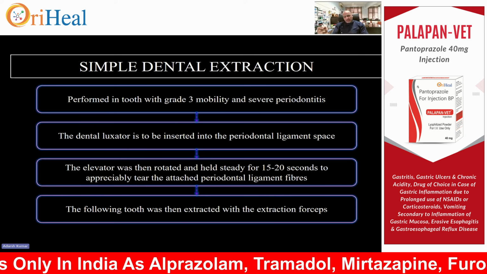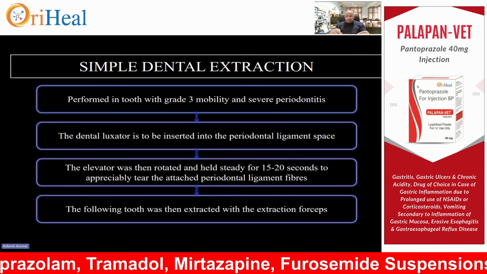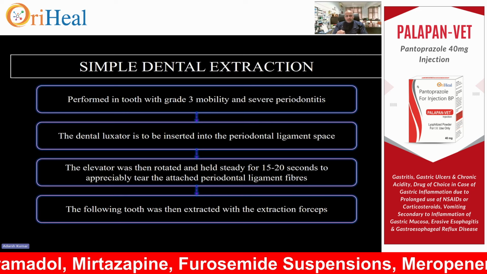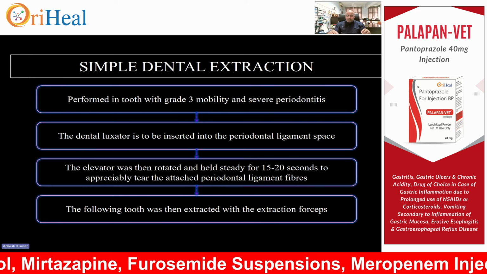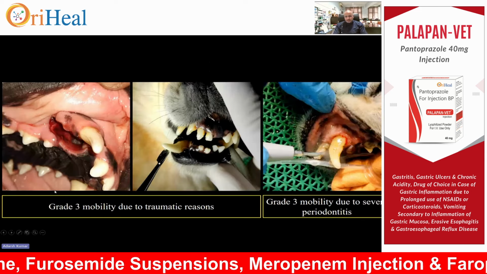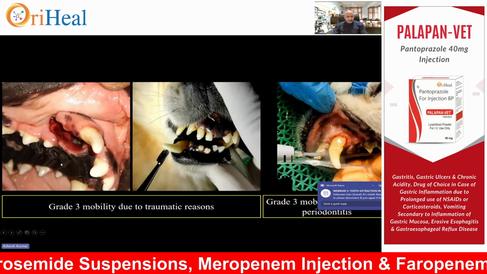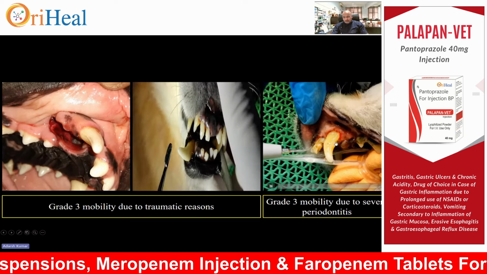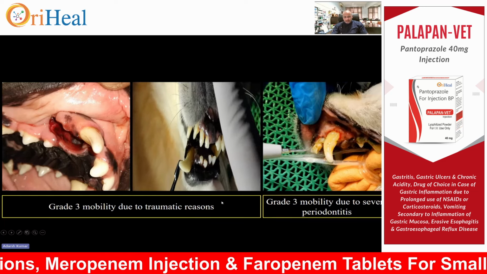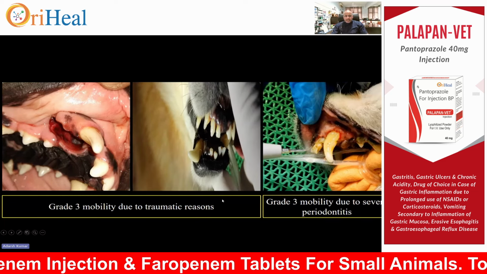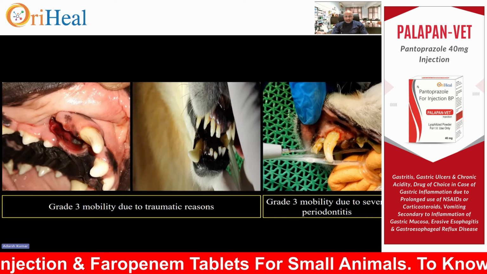So here only the dental luxator is inserted into the periodontal space. The attachment is broken and it is elevated out in a rotatory movement, with a very steady hand for 15 to 20 seconds, and the tooth is extracted out. I'll show you the pictures. Now, see here, the grade 3 mobility. Okay, can you see this is a grade 3 mobility here? See, this is the grade 3 mobility here. So it can be easily taken out by inserting the luxator and then elevating it out using an extraction forceps.